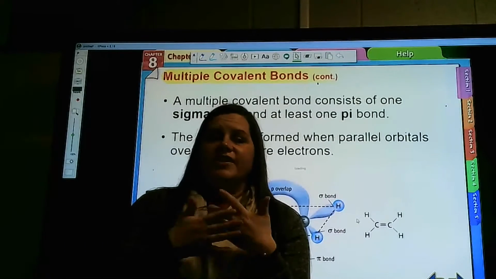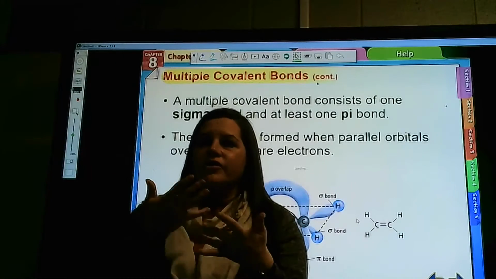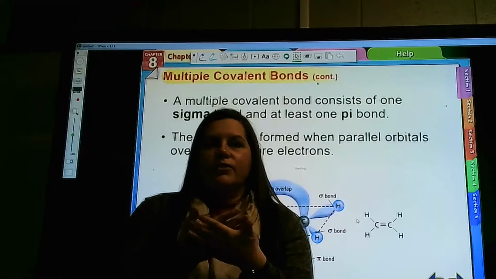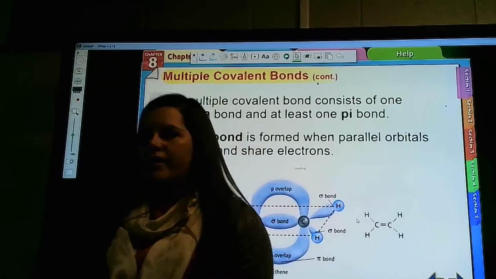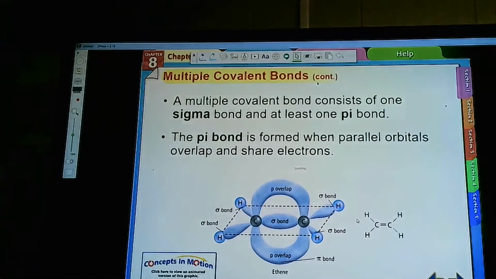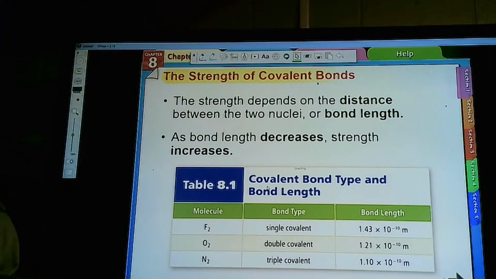If they're closer together, we're essentially thinking about which one is the hardest to pull apart. With that much overlap, it makes the bonds really, really strong, and so we have to put way more energy into pulling them back apart. So on the next screen, it summarizes what we just talked about in a nice little package. The strength of the bond depends upon the distance between the 2 nuclei, and we call that bond length.